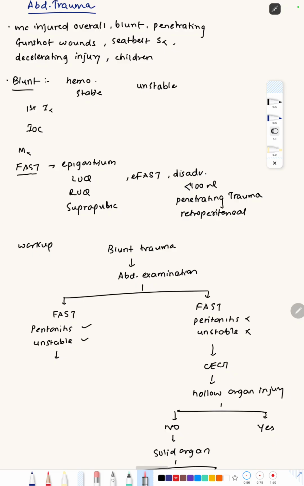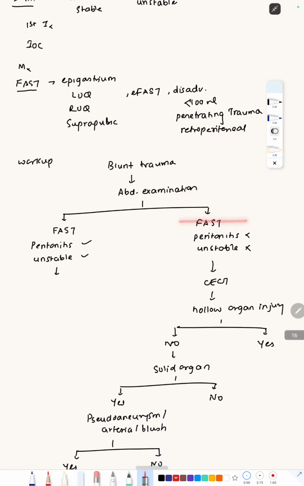So here there are 4 essential sites that are checked: the epigastrium to look for cardiac tamponade, then the left upper quadrant for collection around the spleen, the right upper quadrant for collection around the liver, and then the suprapubic part for any pelvic collection. Now in the extended FAST technique, the right anterior chest and the left anterior chest are also assessed. The disadvantage of FAST is that a minimum of 100 ml of blood should be present. It is unreliable in penetrating trauma and also unreliable in retroperitoneal trauma.